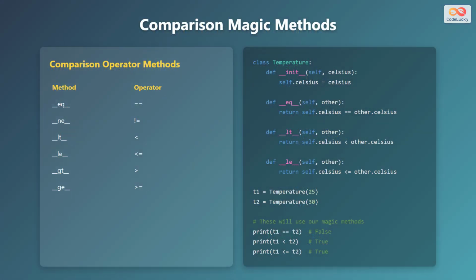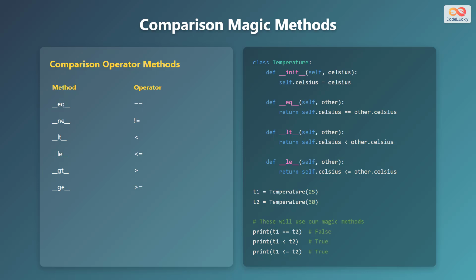Comparison magic methods are used to define how comparison operators work for your classes. These methods allow you to specify how instances of your class are compared with each other. First, we have the equal method, that is __eq__, which corresponds to the double equals operator. Next, the not equal method, that is __ne__, corresponds to the not equals operator. The less than method, that is __lt__, corresponds to the less than operator.